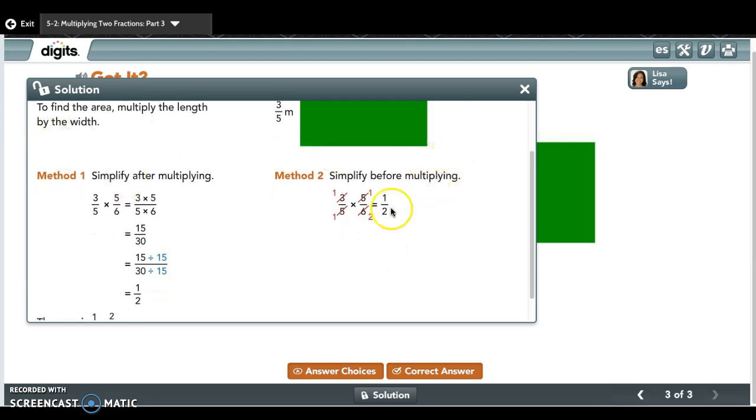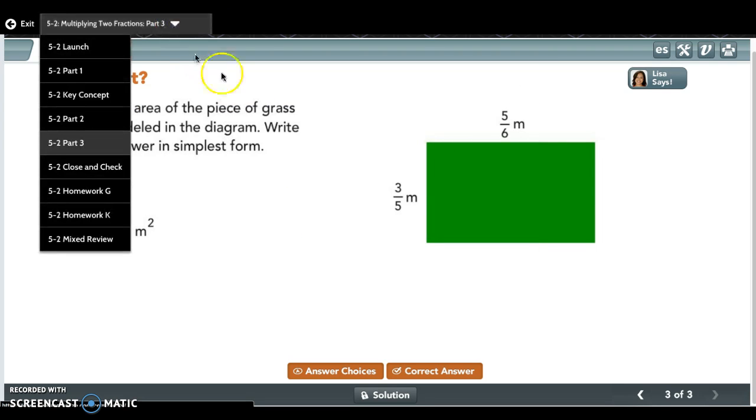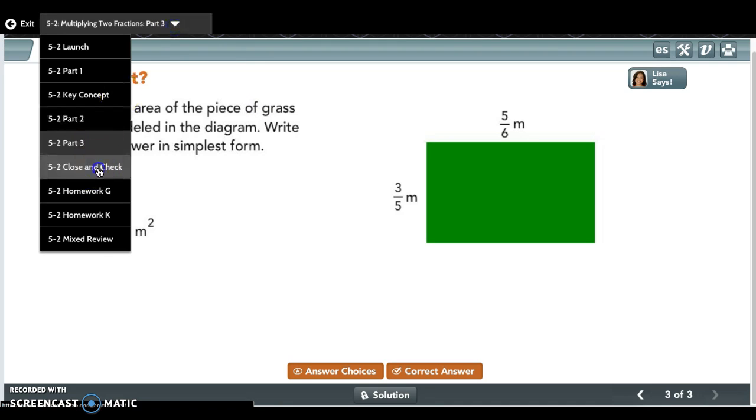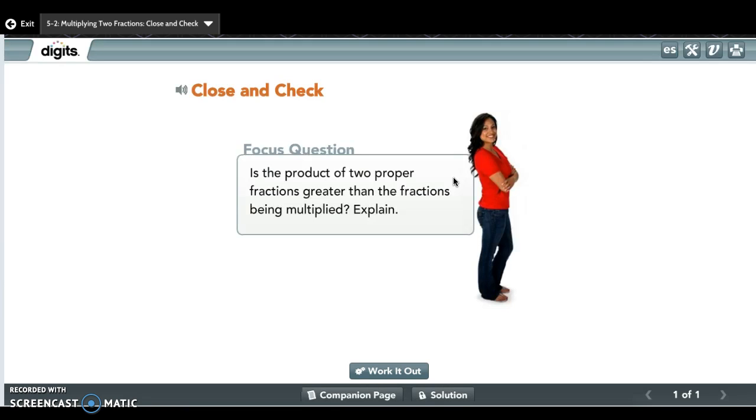Once again, pick and choose your methods. There's no right or wrong one, they're just different. All right, and that concludes 5-2. Go ahead, flip the page. You're going to do the close and check. I'm going to give you, let's say, 8 minutes, and then I'll put the answers up on the board and you'll correct. So pause the video, take your 8 minutes.